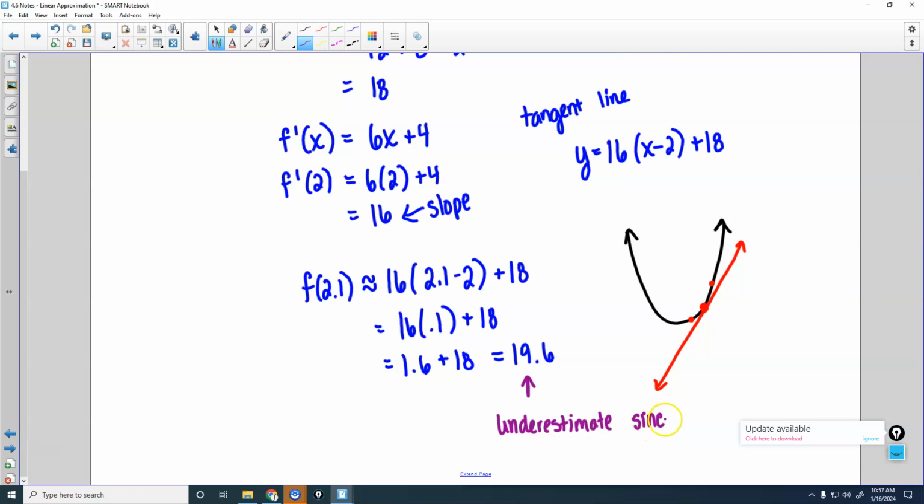Since f is concave up. And if f is concave down at that point of tangency, then it's going to be an overestimate.